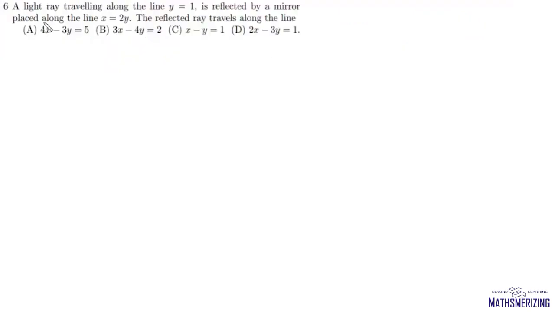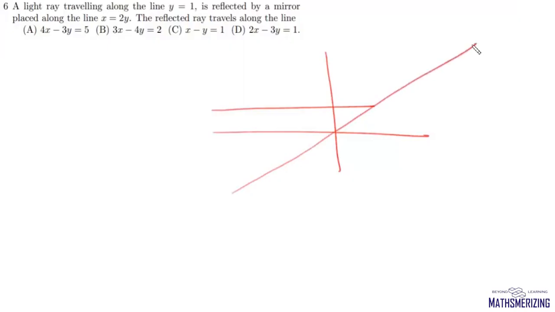Now question number 6 is, a light ray traveling along the line y equals 1 is reflected by a mirror placed along the line y equals x by 2. So we have this mirror which is y equals x by 2. Then we'll need to find the equation of this reflected ray. Now the equation of this line is y equals 1. First we'll find the point of intersection of this ray with the mirror. So we'll put y as 1, we'll get x as 2. So this point is 2, 1.